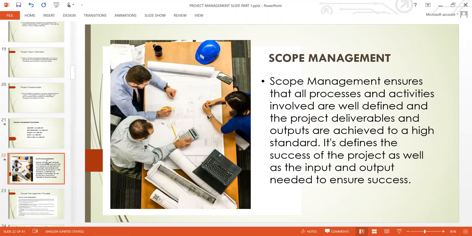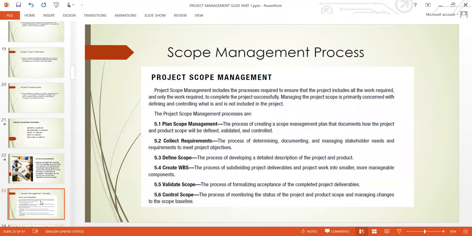Now, let's look at the scope management processes. Project scope management includes the processes required to ensure that the project includes all the work required and only the work required to complete the project successfully. Managing the project scope is primarily concerned with defining and controlling what is and is not included in the project, just like I've said before, what is included and what is not included. So you must define what is included and then define the boundaries. So that is the main thing.